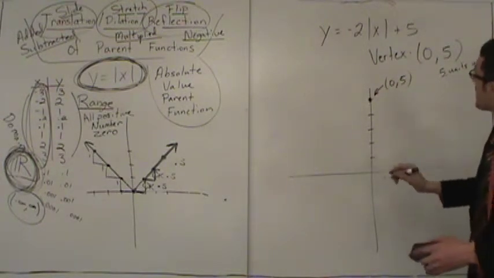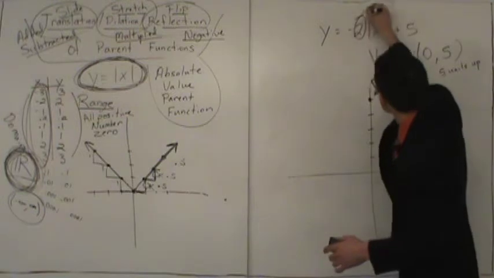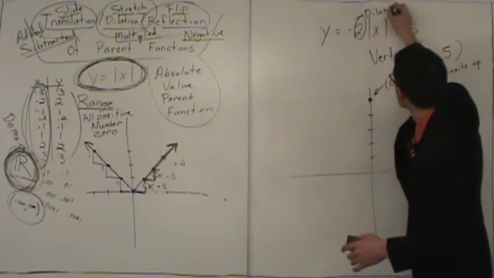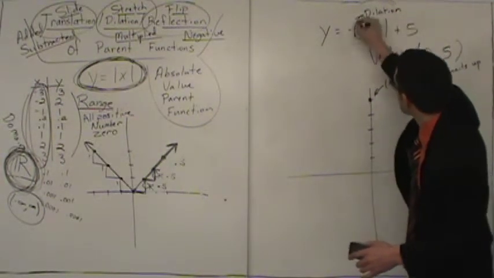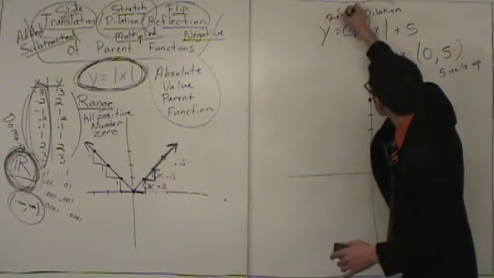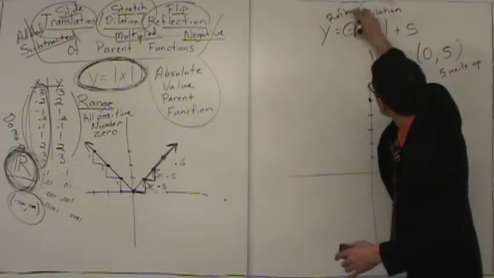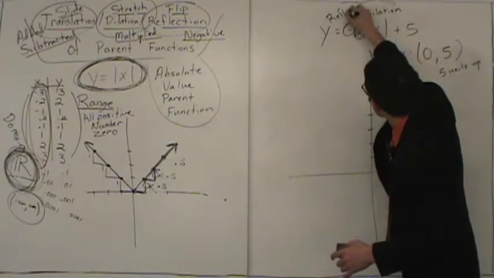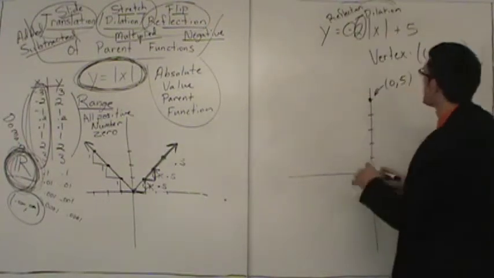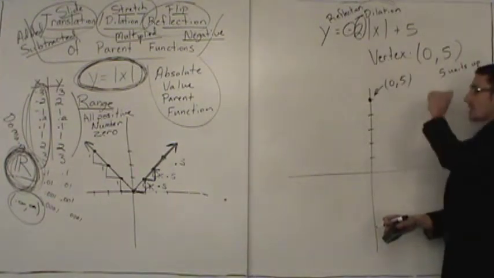And we have a dilation by a factor of 2. The dilation is 2, and the negative represents reflection. Reflection. So the dilation is by a factor of 2.